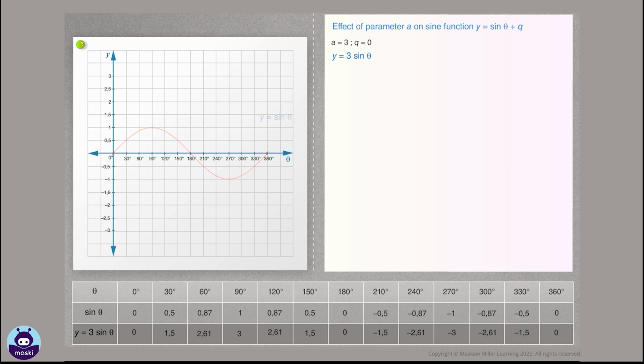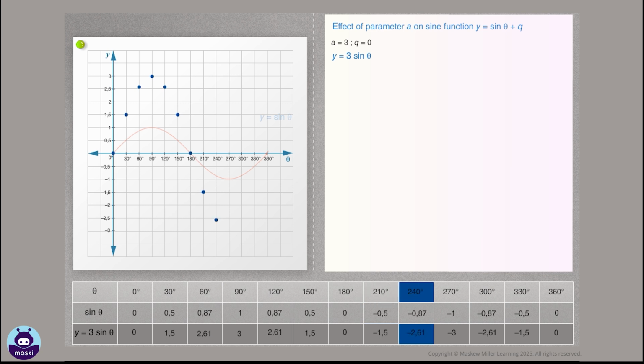Let us plot the points on the same set of axes. 0 degrees, 0. 30 degrees, 1.5. 60 degrees, 2.61. 90 degrees, 3. 120 degrees, 2.61. 150 degrees, 1.5. 180 degrees, 0. 210 degrees, negative 1.5.